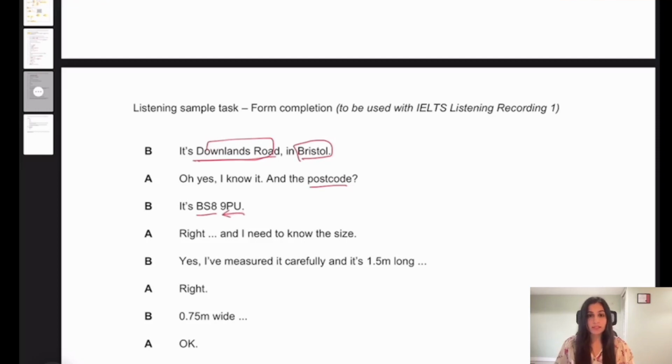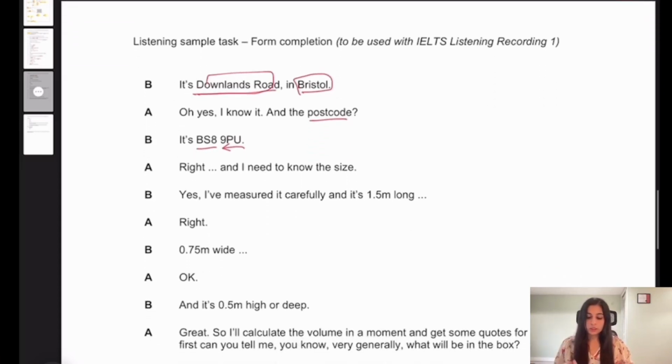BS89PU. So I said it's a combination of like 3. Okay, it's not 3 letters and 3 numbers. It's 4 letters and 2 numbers divided in a set of 3 each.